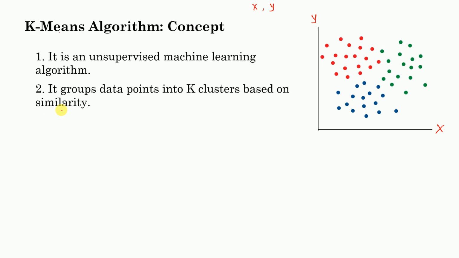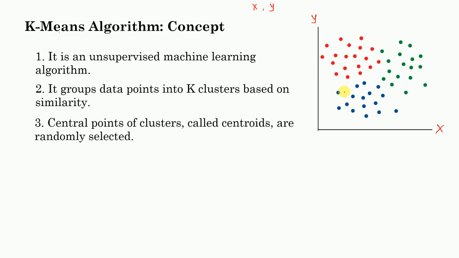This point is important, based on similarity. So we have to find the similar data points that can form a cluster. And how many clusters are required? This is our choice. We can assign any value to K. For example, here we can assign K equal to 2 or K equal to 3. So it's our choice. Central points of clusters called centroids are randomly selected.